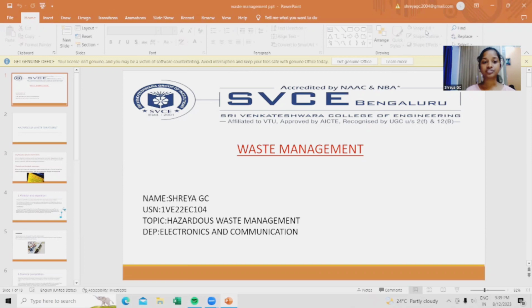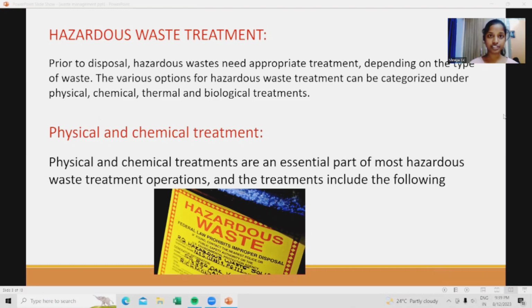Now I'm going to discuss hazardous waste management in Module 5. Firstly, hazardous waste treatment. Prior to disposal, hazardous waste needs appropriate treatment depending on the type of waste. The various options for hazardous waste treatment can be categorized under physical, chemical, thermal, and biological treatments. And now let's discuss physical and chemical treatment.